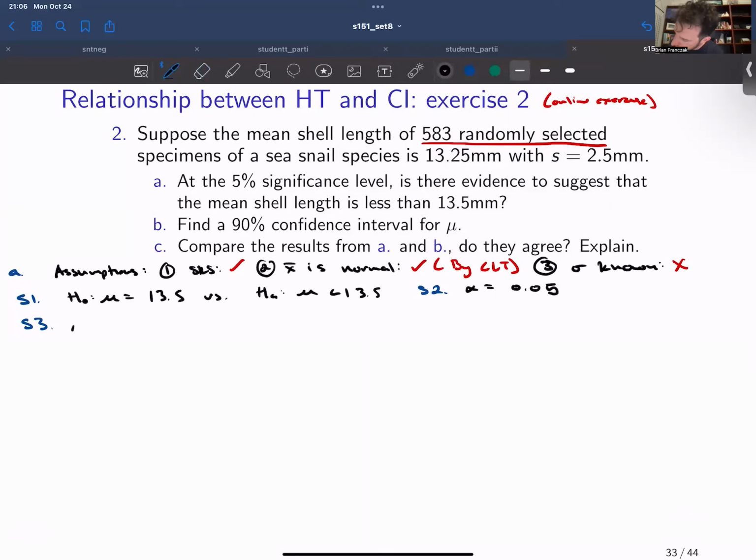And then on step 3, we're going to compute the test statistic. So we'll have 13.25 minus 13.5 divided by 2.5 over the square root of 583. That gives us negative 2.41, and more precisely negative 2.415.